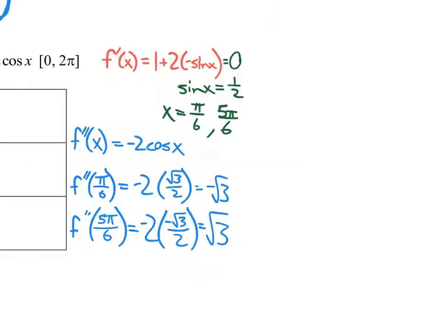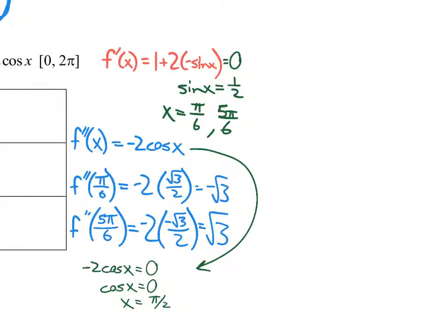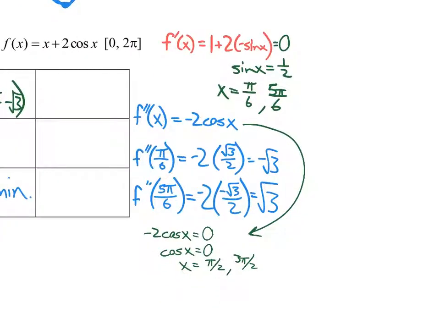All right. So the question is, how do we get the points of inflection? Well, now that we know, if I wanted to actually get the points of inflection, I would set this equal to 0. So if negative 2 cosine x equals 0, then that means cosine has to equal 0. So x has to be pi over 2 and 3 pi over 2. Then I would simply plug those into the original function. And those are your points of inflection.